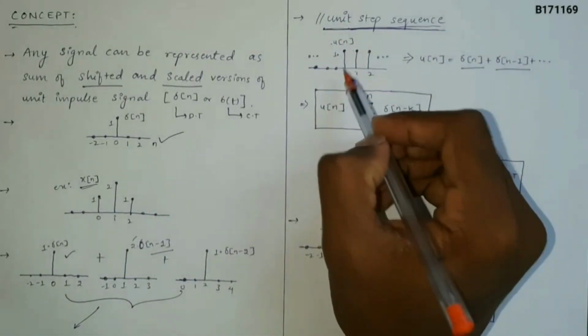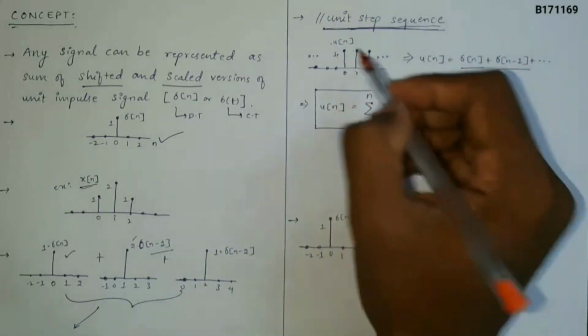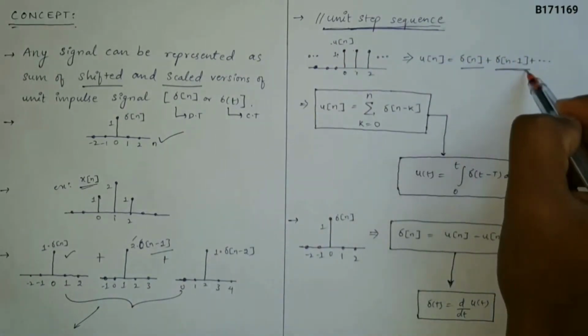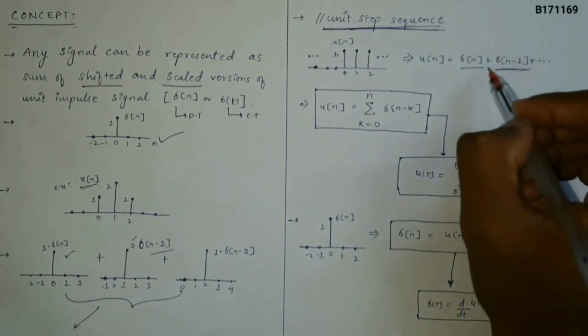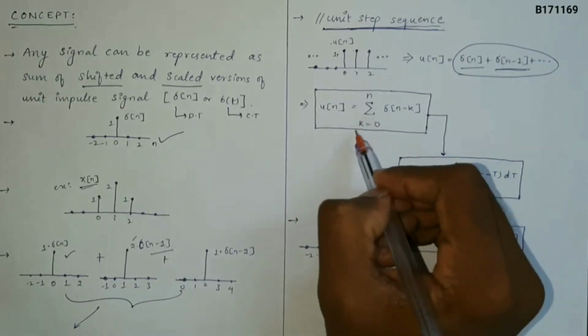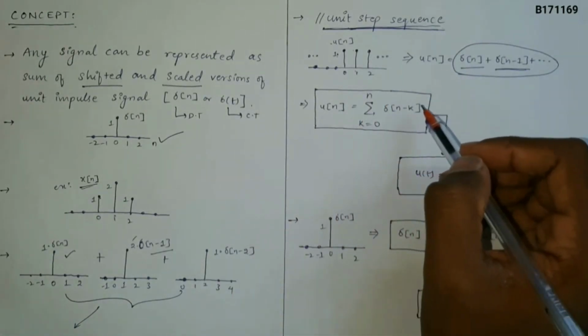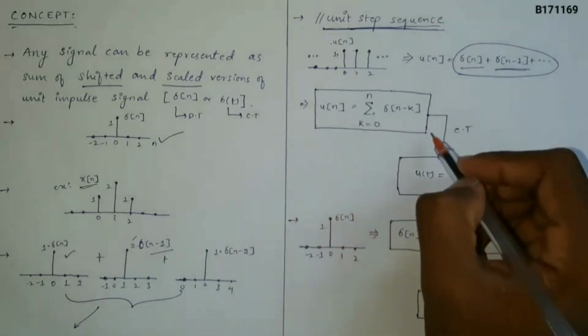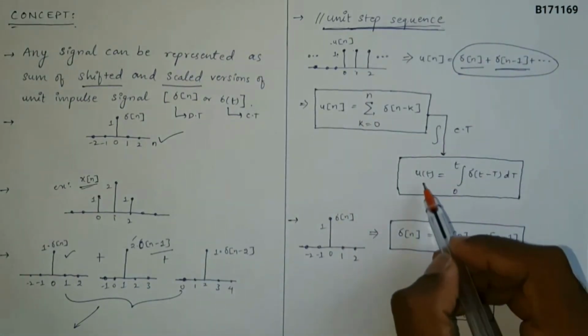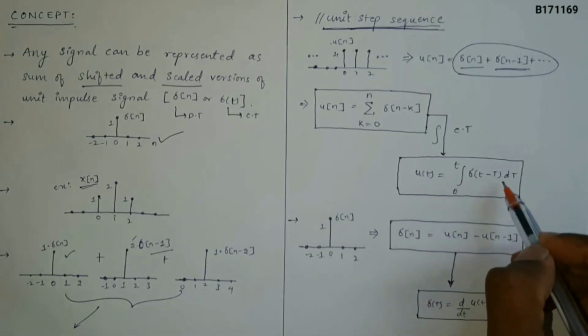At t is equal to 0, the value is 1, that is del of n, plus at t is equal to 1, the value is 1, that is del of n minus 1, plus so on. By summing all these terms, we get u of n is equal to summation k is equal to 0 to n del of n minus k. This is for discrete time. For continuous time, this summation becomes integration. Therefore, u of t is equal to integral 0 to t del of t minus T dT.